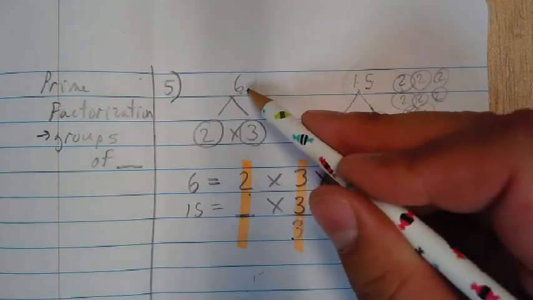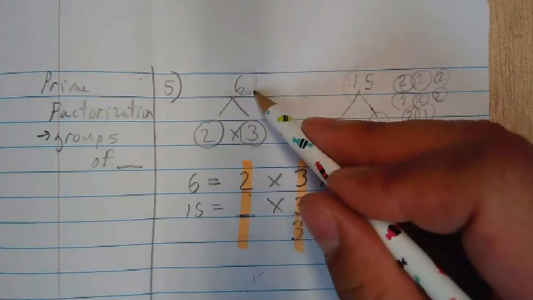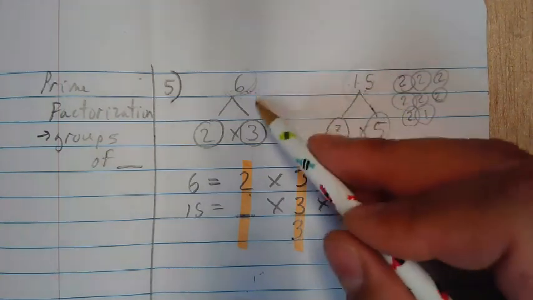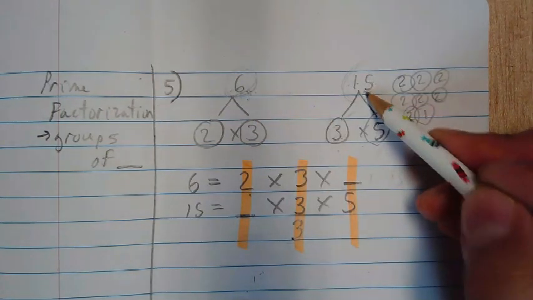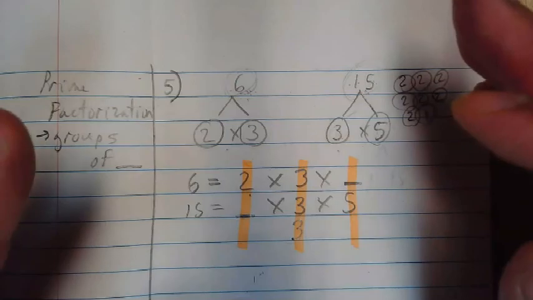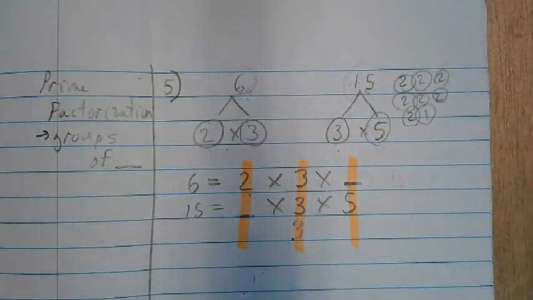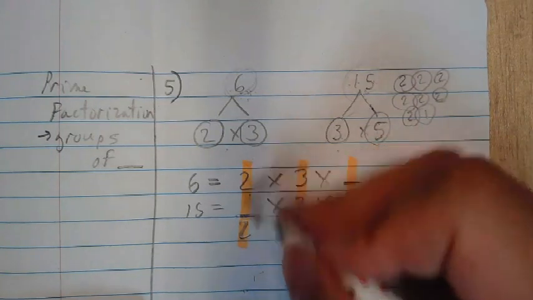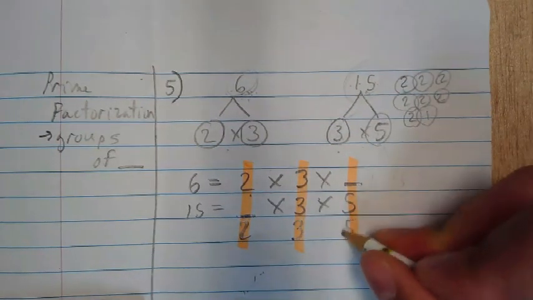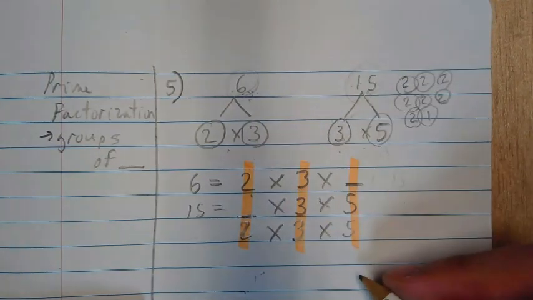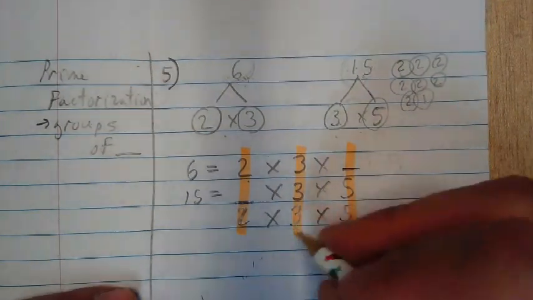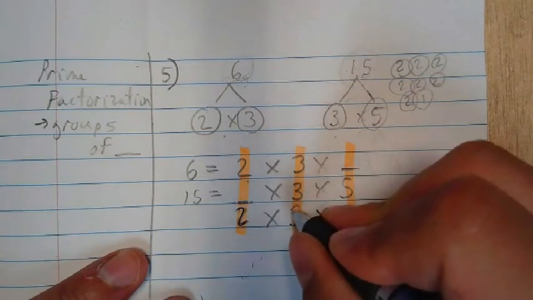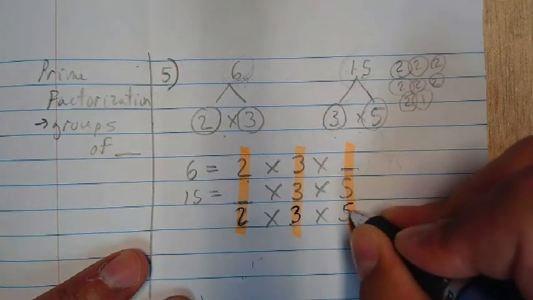Prime factorization. All right, prime factorization number 5. When the numbers are bigger, same thing. Just ask yourself the questions that I've been asking earlier. Groups of, start with, again, prime factorization. Groups of blank. Okay.